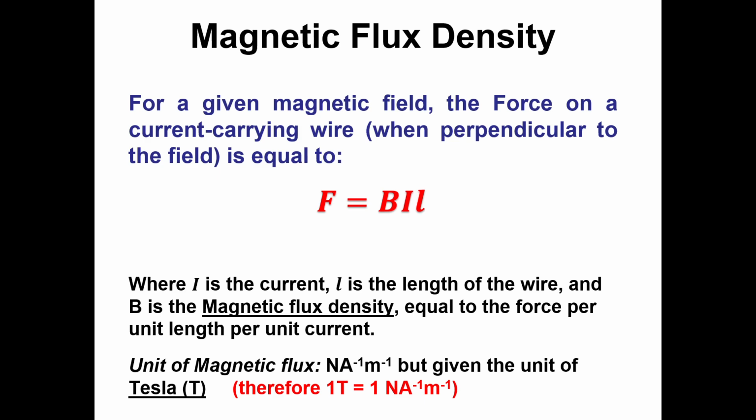So a new unit for some students if they haven't done the AQA GCSE before. A Tesla there. So if you rearrange that, B is F over IL, so 1 Tesla would be 1 Newton per amp per meter, or Tesla being force per unit, force per amp per meter. And so that could come up in definitions in two different ways, really, there. Okay, so that's worth taking a little bit of time to take that on board.